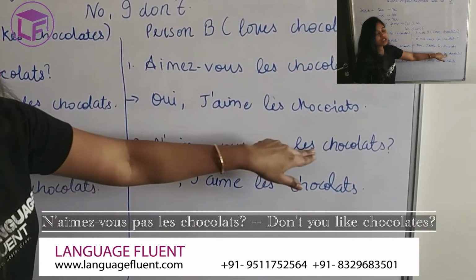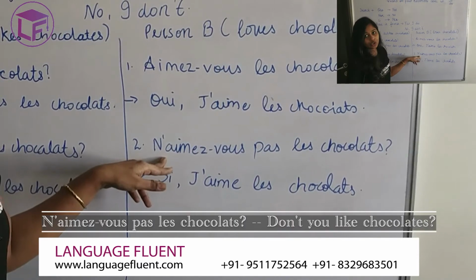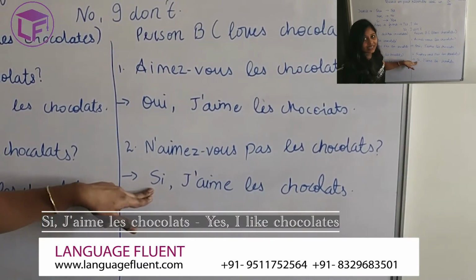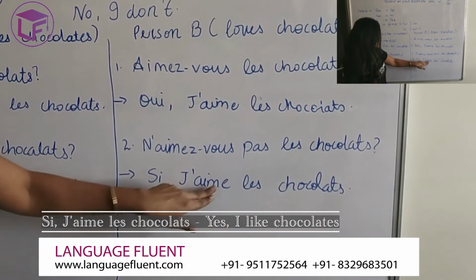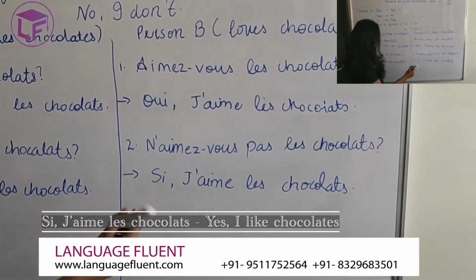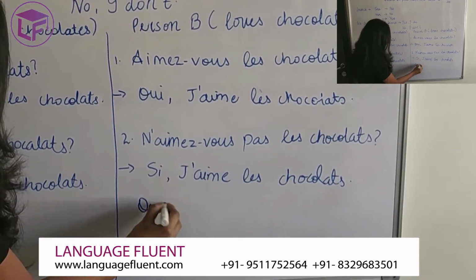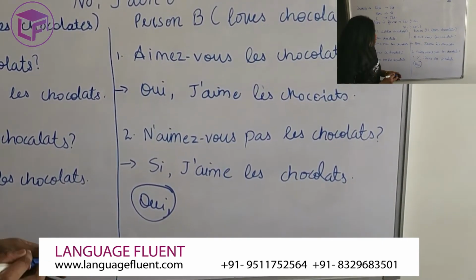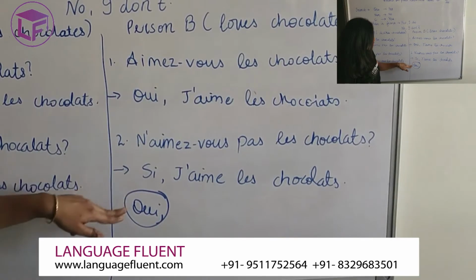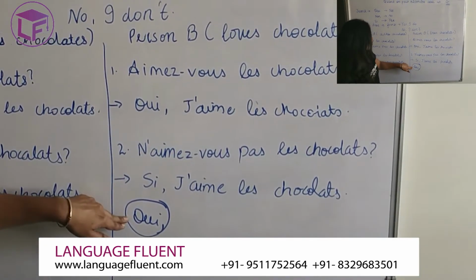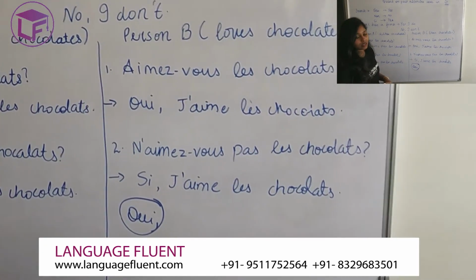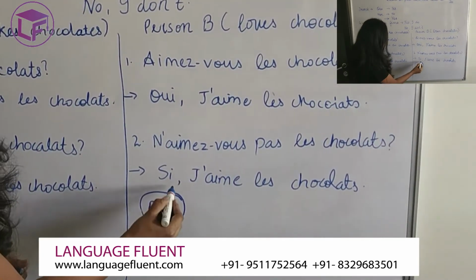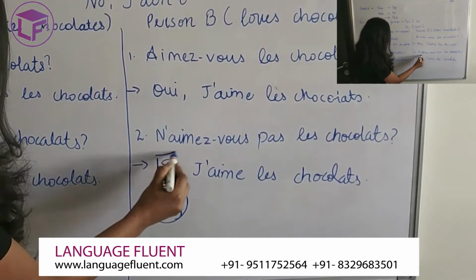Now the same person, if he's asked a negative question, n'aimez-vous pas les chocolats? Which means, don't you like chocolates? He will answer with a si, j'aime les chocolats. Here, if he would just answer with an oui, it would mean, yes, you are right, I don't like chocolates. So whenever it's a negative question and you answer with an oui, it means you are right, I don't like chocolates. But you want to say, no, I like chocolates. So that's why you respond with a si.